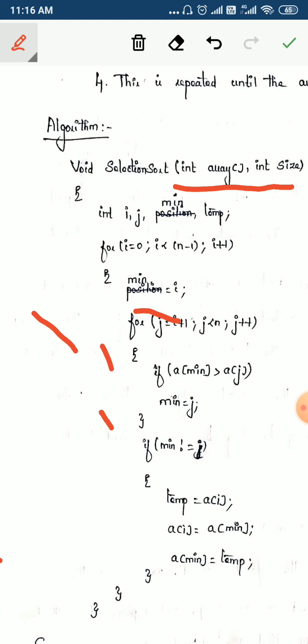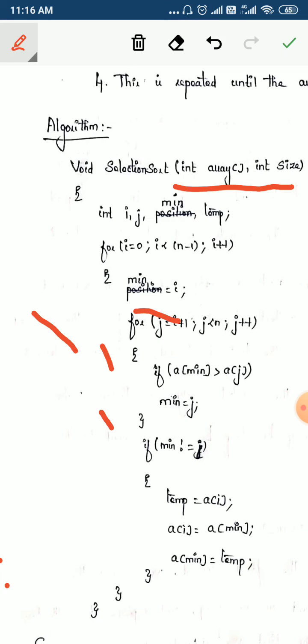But if the minimum element is present somewhere in the array, we are replacing that min position by j, right? So if any changes occur, we have to swap that first element with that jth element, right? So for that only we are going to check: if min value is not equal to j, then we are going to swap the values, right? So temporary is equal to a of i.